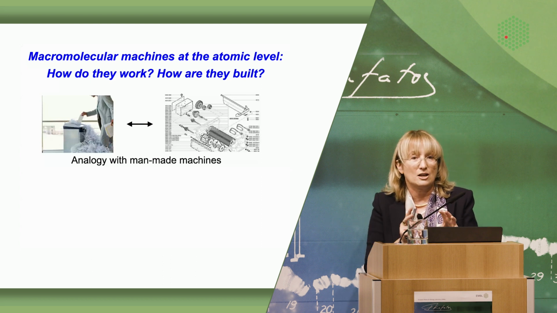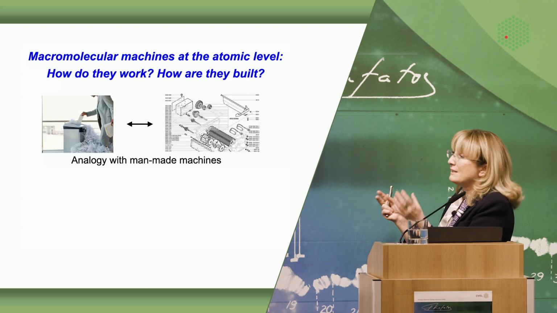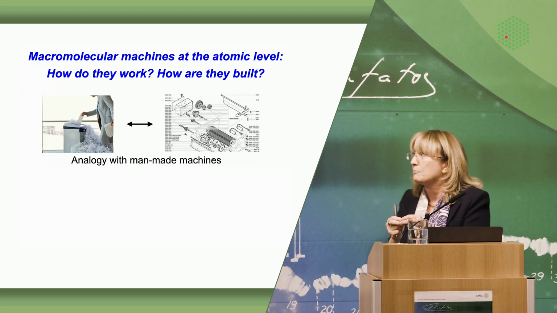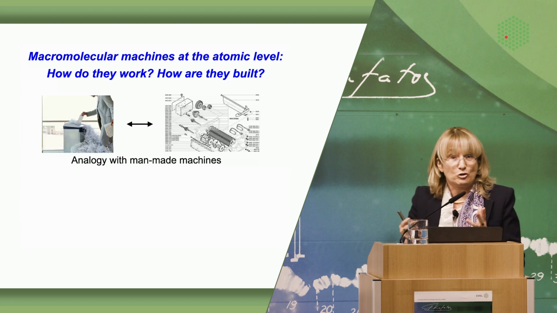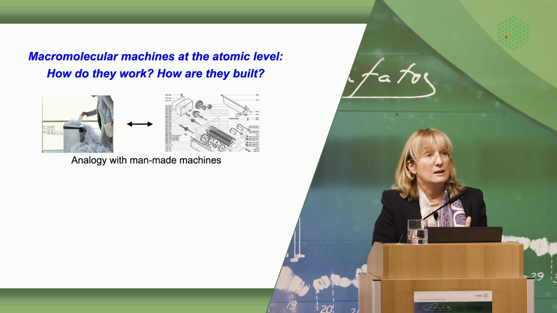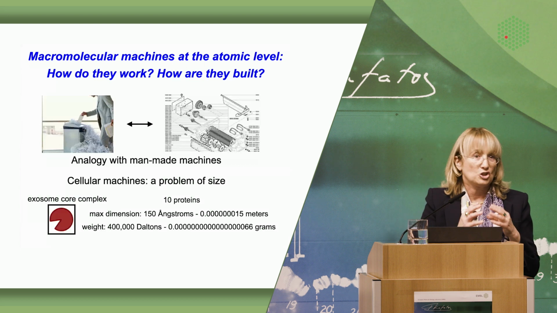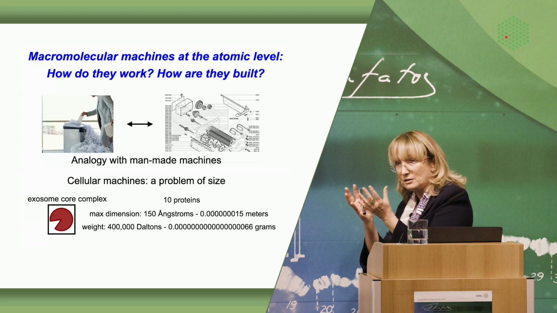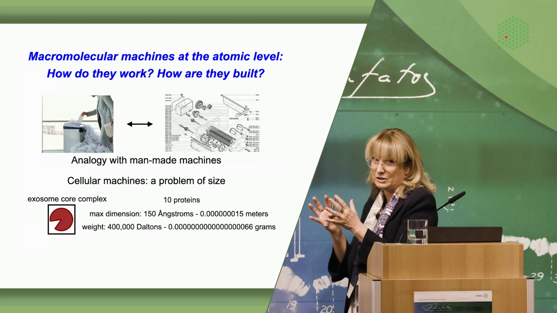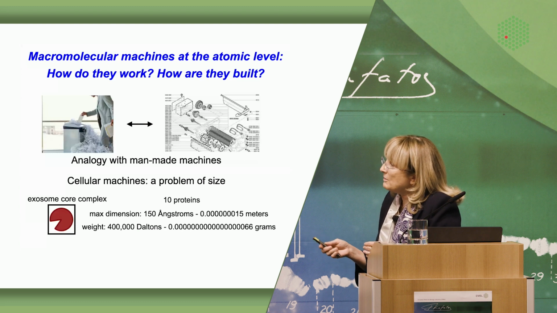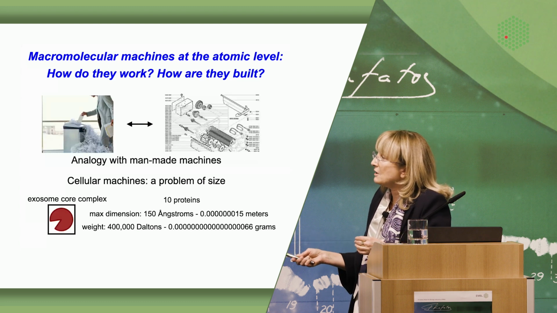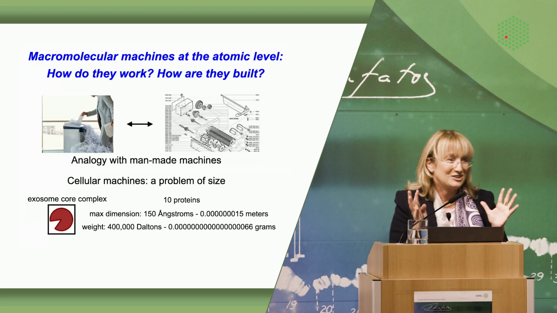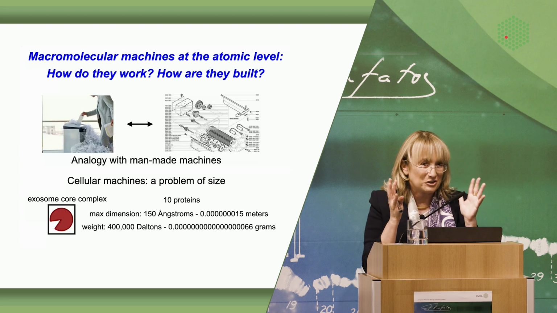You try to understand how a machine is working, like here, by taking it apart, seeing not only what the components are, but how the components come together. Now, the analogy, of course, has a problem when we go to the molecular machines, and the problem is just the sheer size. We are talking just about the heart of the exosome complex, which is about 10 proteins. If you look at the maximum dimensions and the weight, now we measure those in angstrom and in Daltons. Here it is in meters and in grams. It's just unimaginable, even to think about how small these things are.